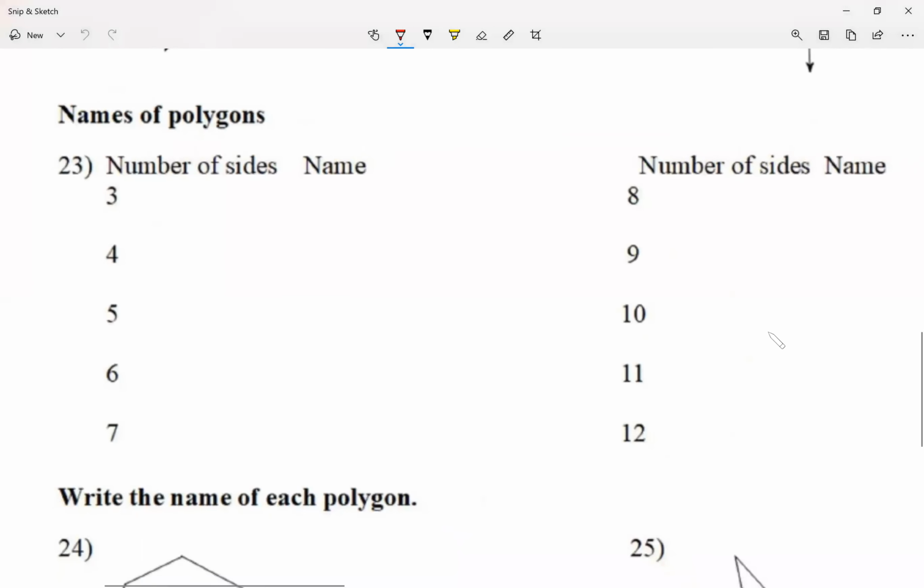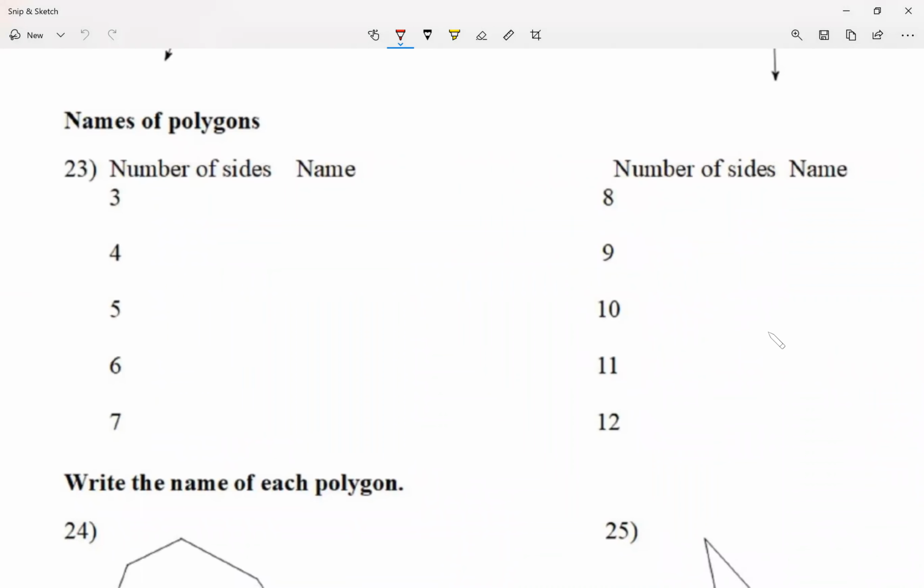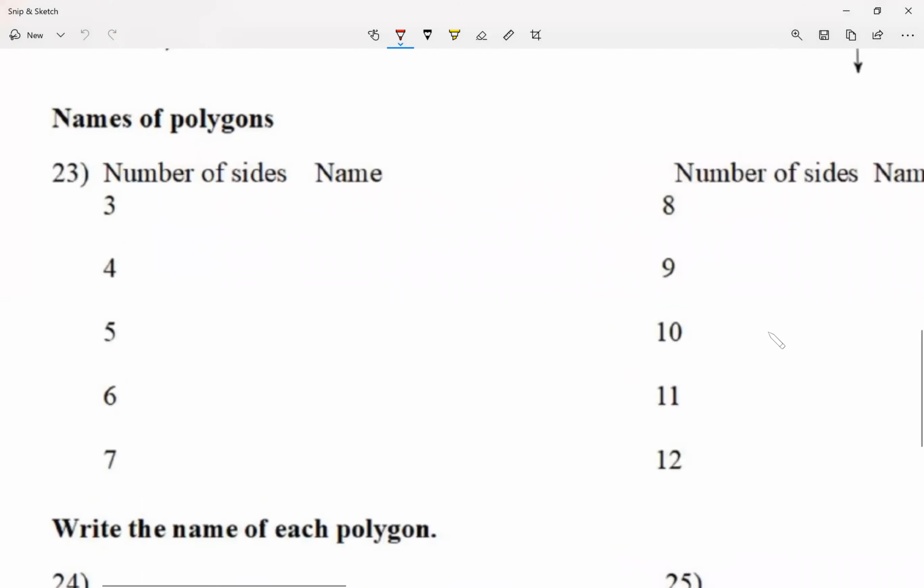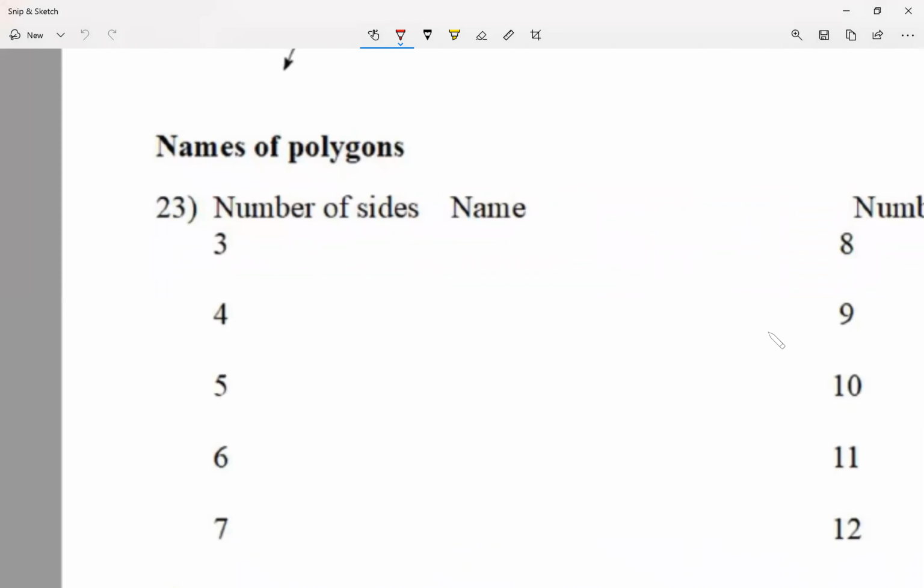Okay, so we're going to be looking at names of polygons, all right? So, names of polygons. It will really, really help you if you write these notes down. Now, polygon, what does this thing mean? Let me break it down.